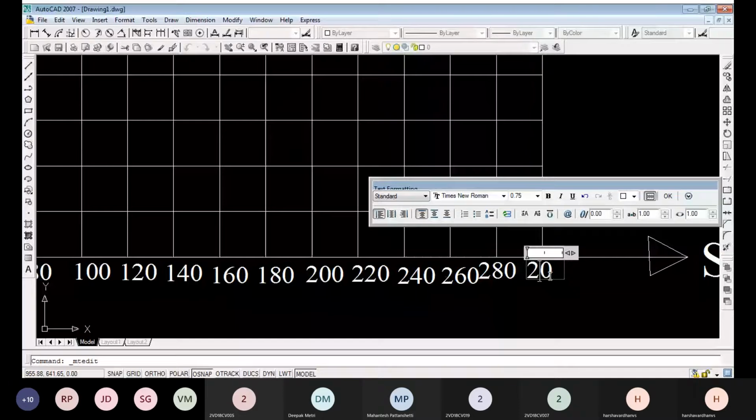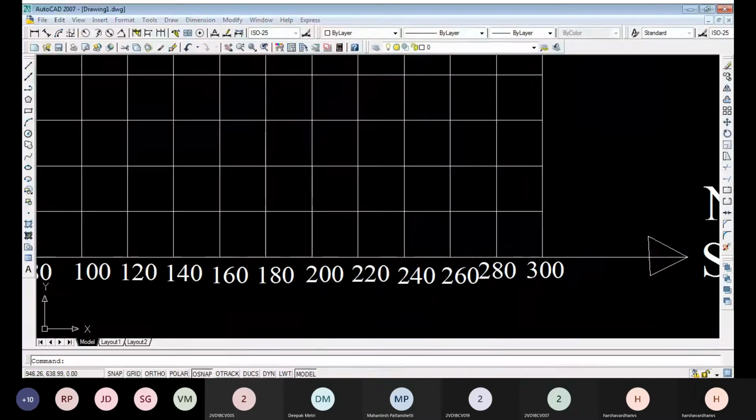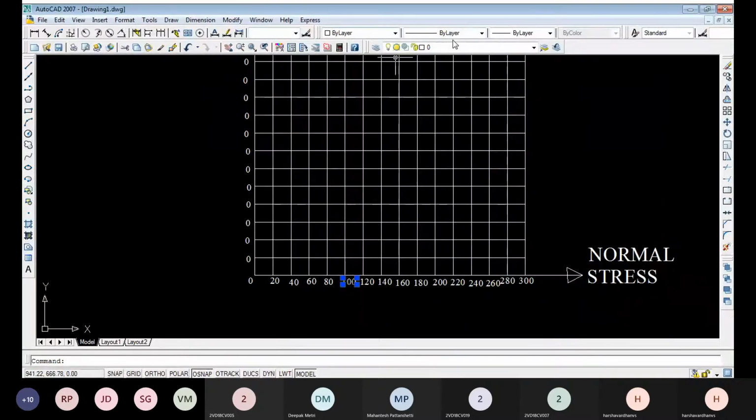Okay, for normal stress values, all we need are values of 100, 200, and 300. So I need the value of 100, so I'll mark that line. Okay, I need the value of 200. All these values I'll be marking in red. Okay, that's all I need. For normal stress, we have values of 100, 200, and 300.